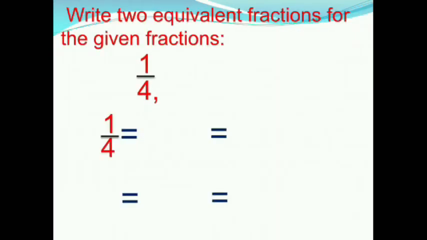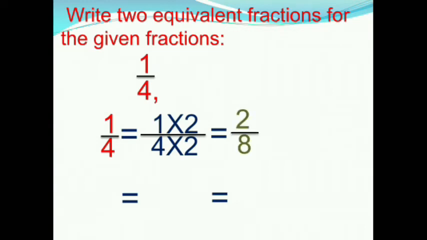Now we should write two equivalent fractions for the given fractions. Now we have 1 by 4. Now we should find the next equivalent fraction of 1 by 4. To find the equivalent fraction, we should multiply the numerator and denominator by 2. 1 2s are 2, 4 2s are 8. So the next equivalent fraction of 1 by 4 is 2 by 8.